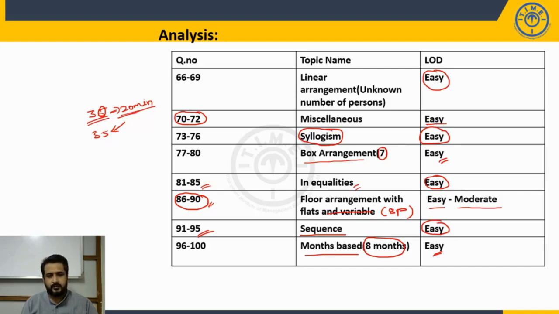Maybe you may attempt this floor arrangement question and miscellaneous questions, and you may miss syllogism questions. Then you can attempt 31 questions like that. Okay. So here we have been given a total of 4 puzzles: linear arrangement with unknown number of persons, box arrangement questions, floor arrangement along with flats, and scheduling based questions. All these 4 puzzles seem to be easy, but when we solve we will come to know. And floor arrangement with flats, level of difficulty is easy to moderate.